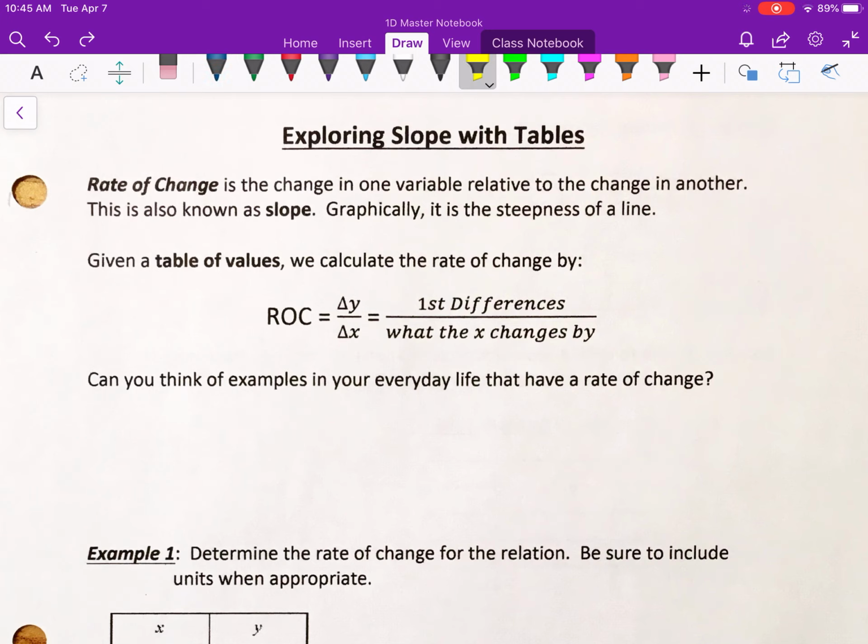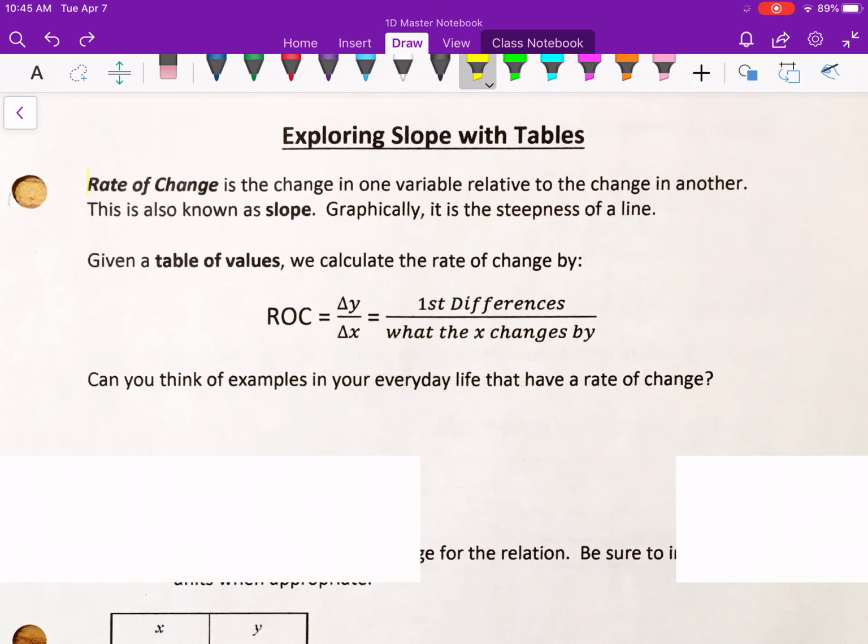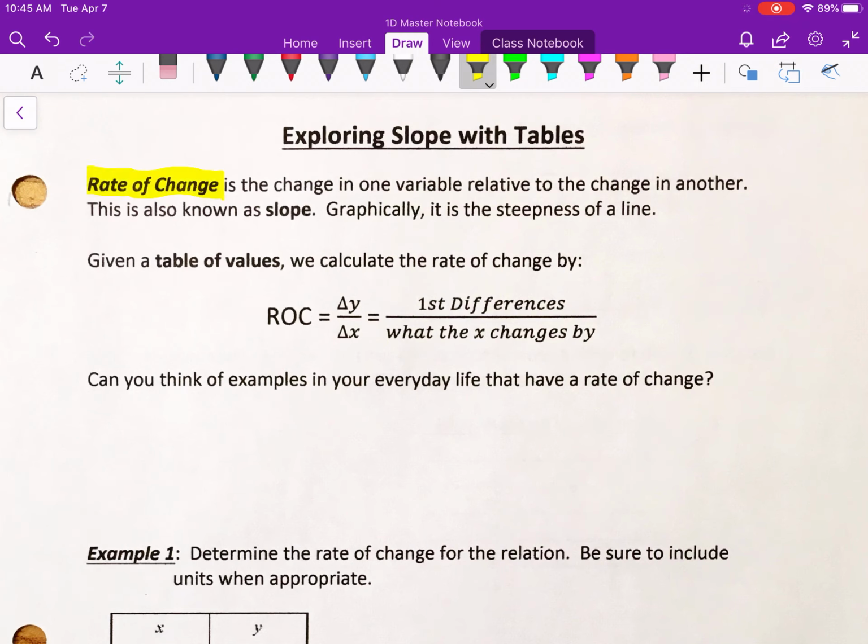So the first thing that we need to know is that rate of change and slope, basically we're referring to the same thing. So you can see both those words are in bold. I've just highlighted both of them in the lesson. So I'm going to use these two terms interchangeably. But rate of change is defined as change in one variable relative to the change in another.